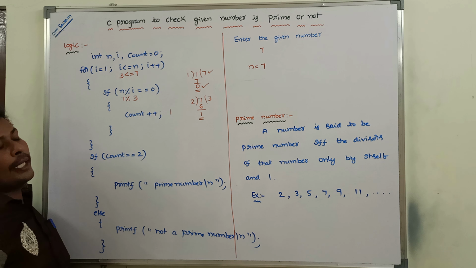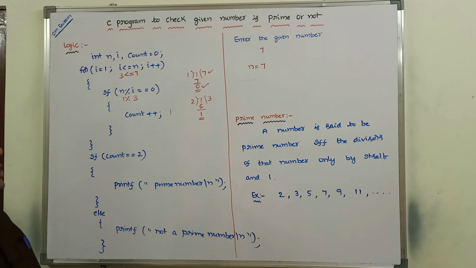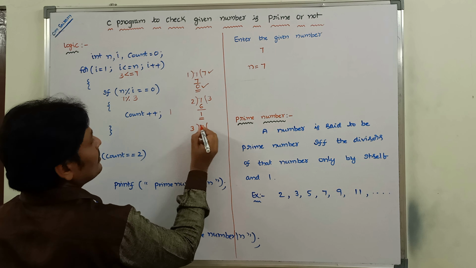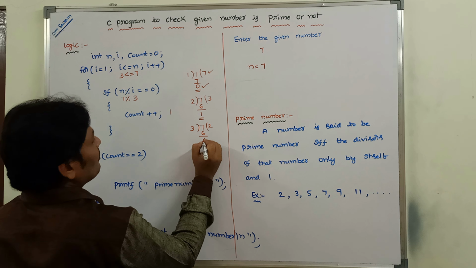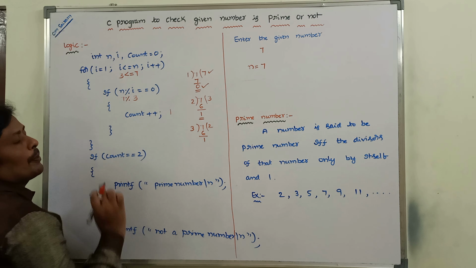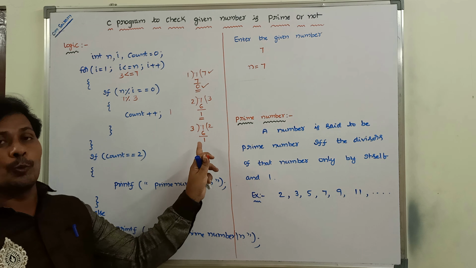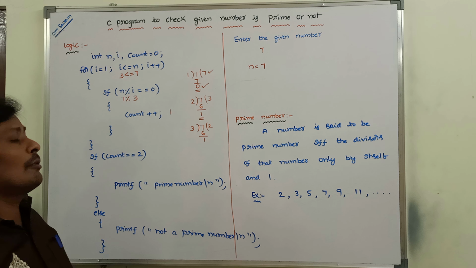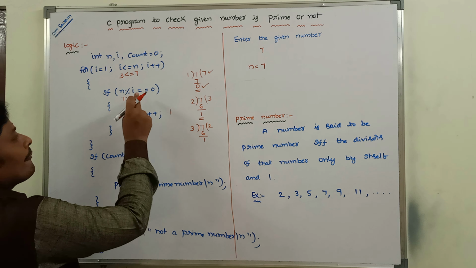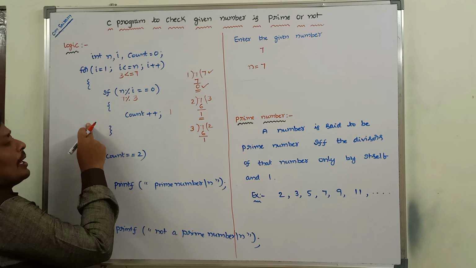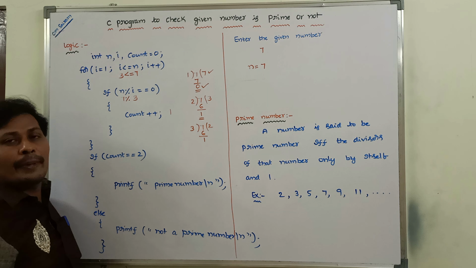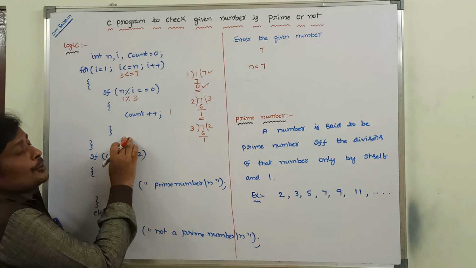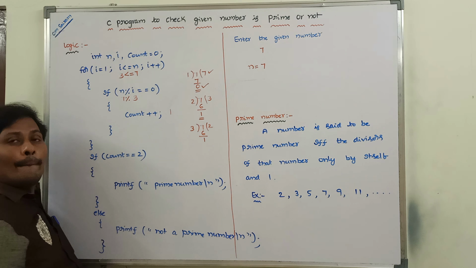7 modulus operator 3 equal to 0. We have to check that one. 7 is divided by 3, 2 3s are 6, remainder 1. So 7 modulus operator 3 equal to 1. But here the condition is 7 modulus operator 3 equal to 0. So condition false. If the condition is false, the control goes to the next statement after the if block. There are no statements there. So then again control goes to the for loop.